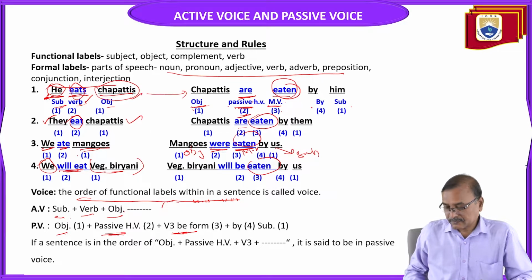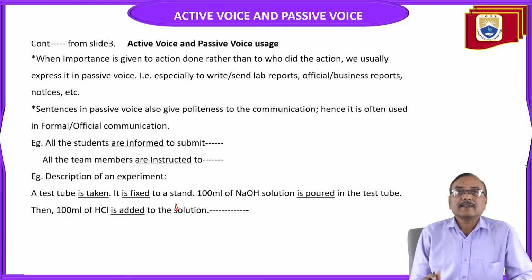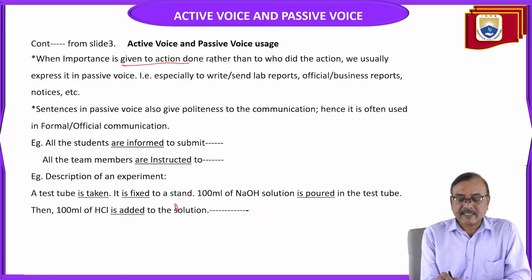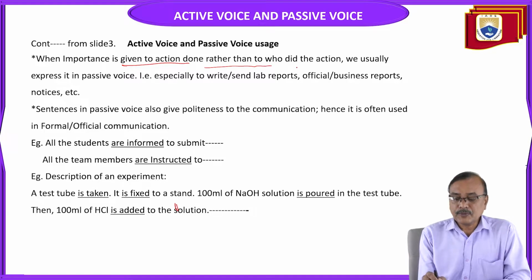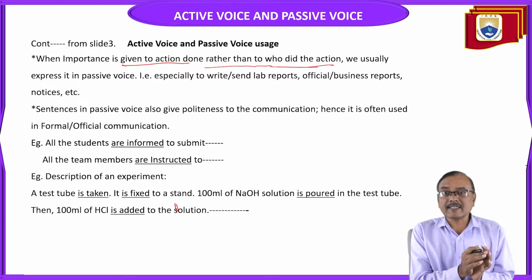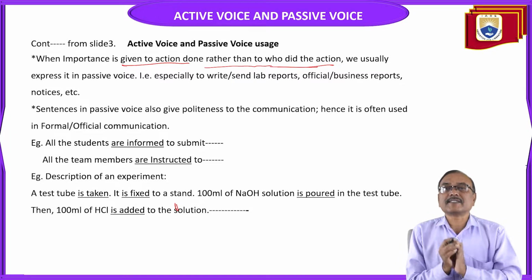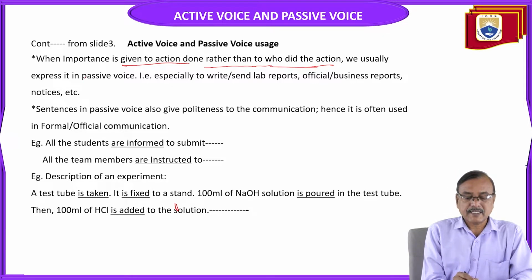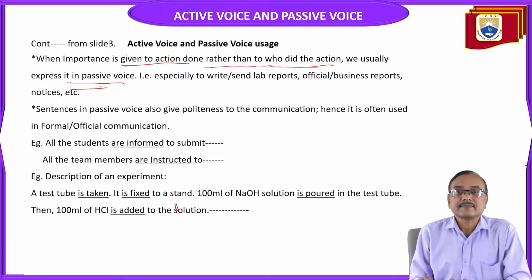Now, let us move to the next part: usage. When importance is given to the action done rather than to who did the action, we usually express it in passive voice. If we give importance to the subject who did the action, the sentence should be expressed in active voice. But if the importance is given to the action done rather than to who did it, we express that sentence in passive voice.